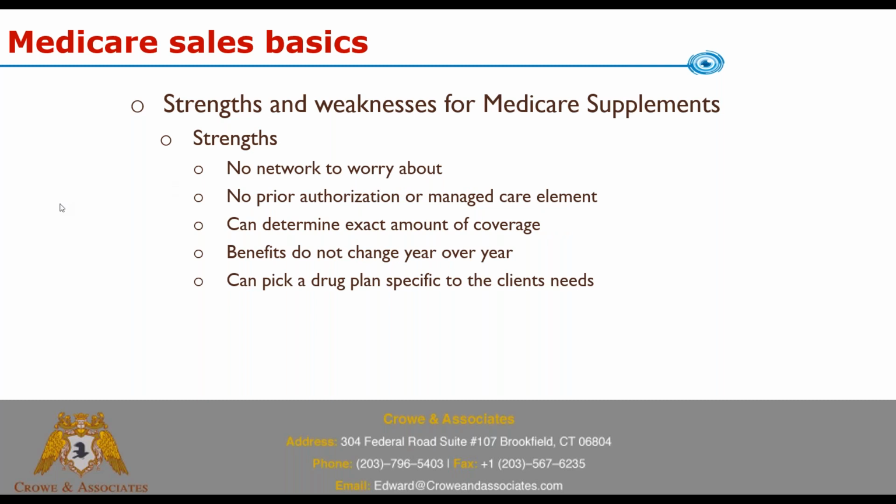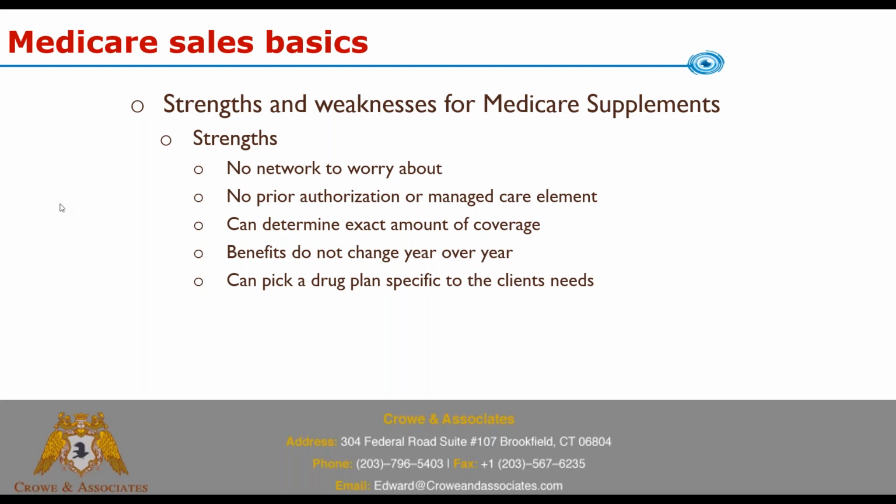Strengths and weaknesses for SUPs. Again, just a quick summary here, so no network to worry about. There's no prior auth or managed care element on a SUP. It's all original Medicare. You can determine the exact amount of coverage. Give somebody a Plan G and say after the annual deductible, you're done for the year. So you can determine the exact amount of coverage, or maybe you look at Plan N for them. Benefits don't change year over year, so supplements tend to stay on the books for a long time.